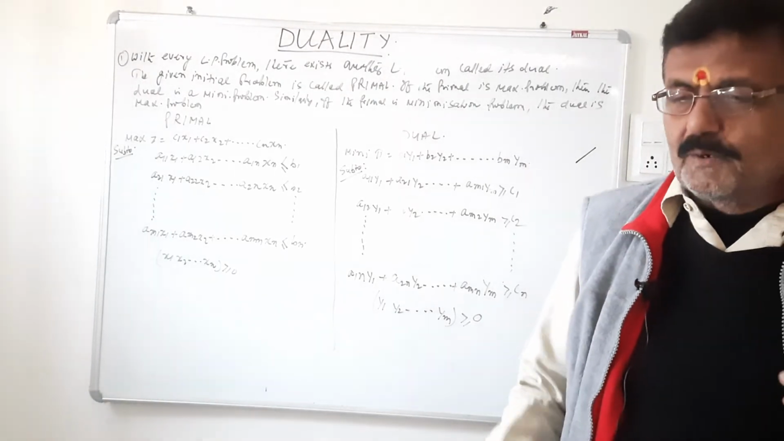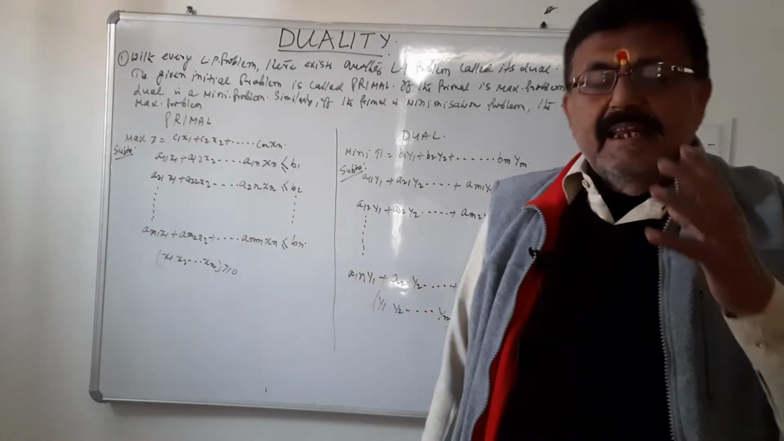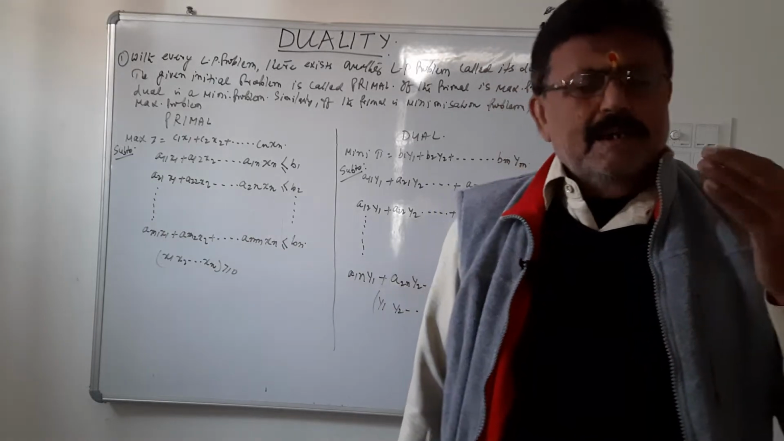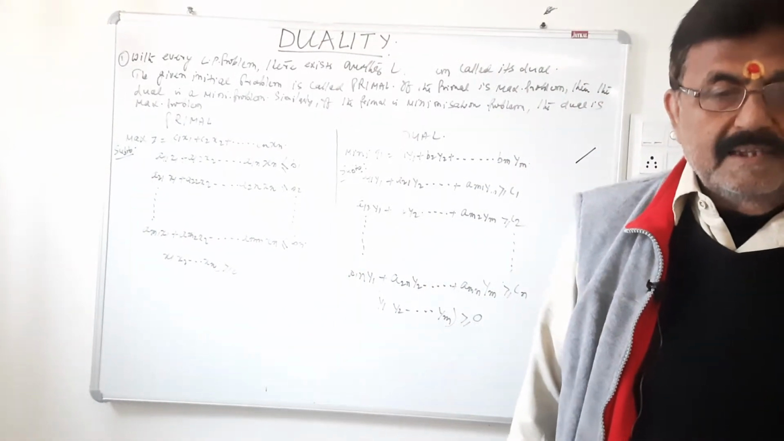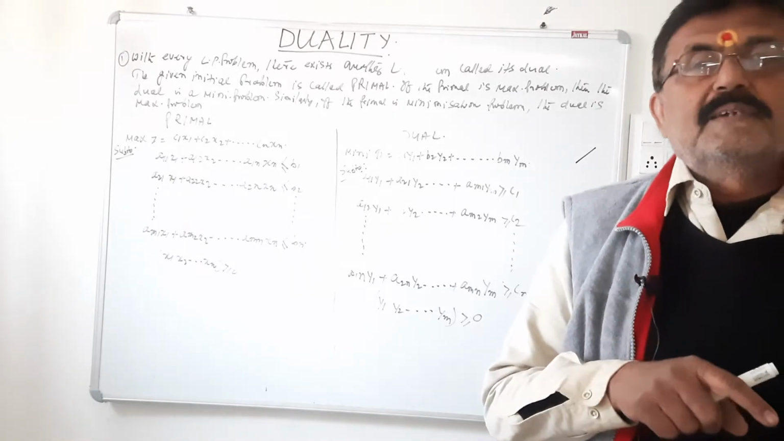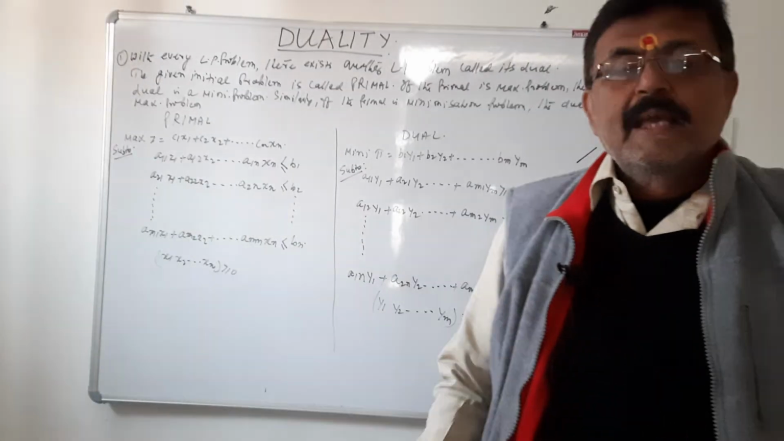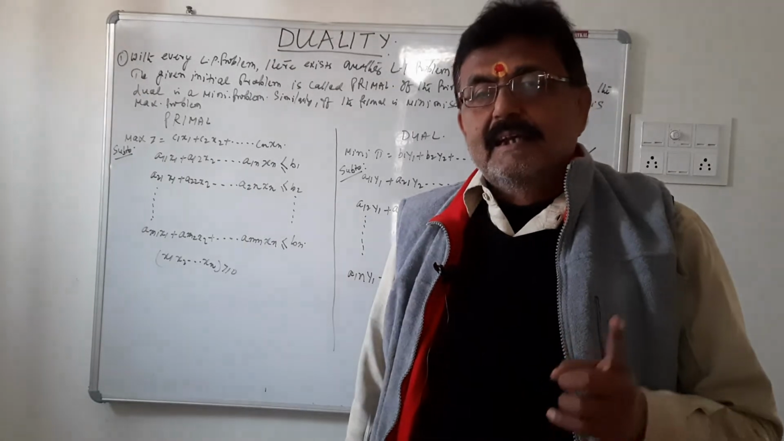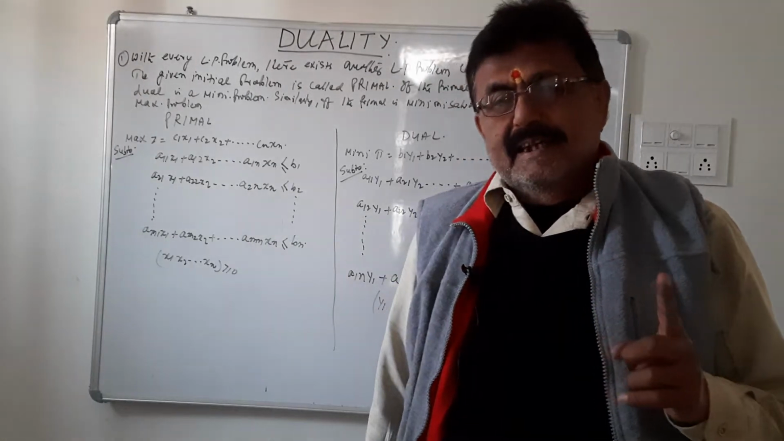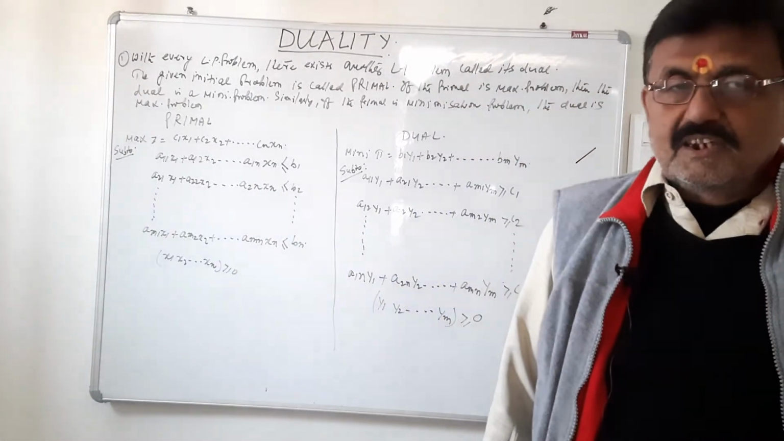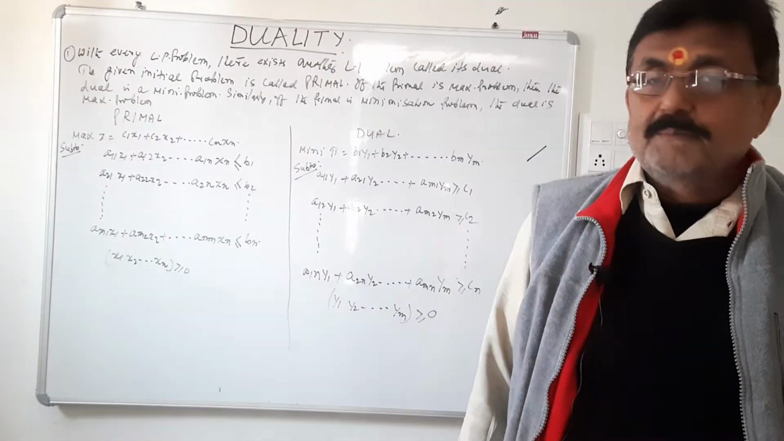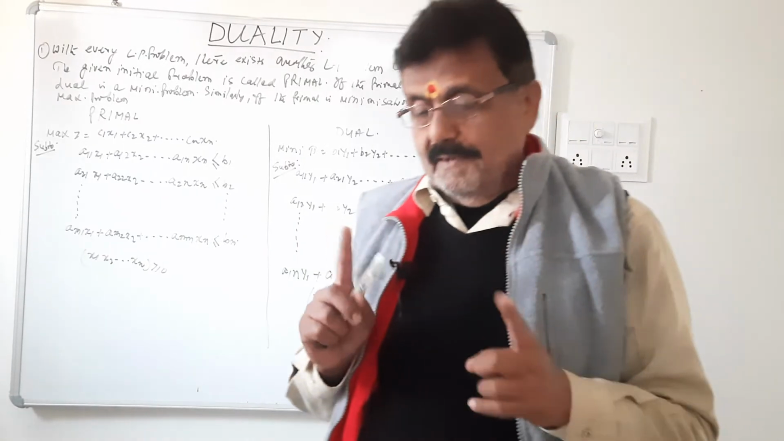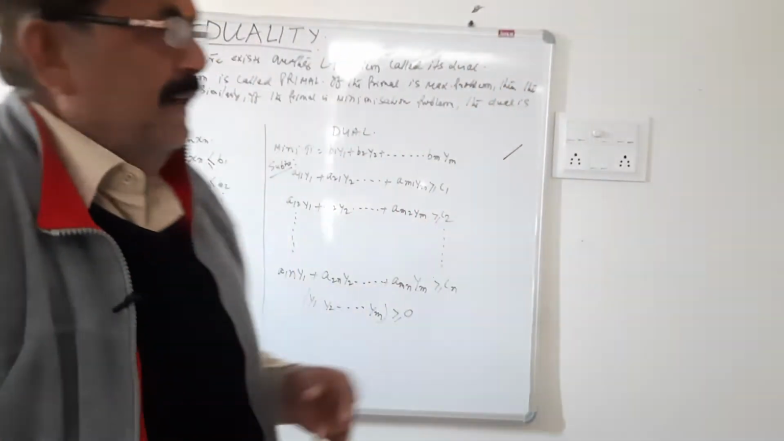Now, in linear programming, any initial problem that we come across, that initial or first problem is known as the primal problem, and every primal problem has its own counterpart, and that counterpart of any initial primal problem is called the dual of the primal. So this is the basic concept regarding primal and dual. We can define dual.